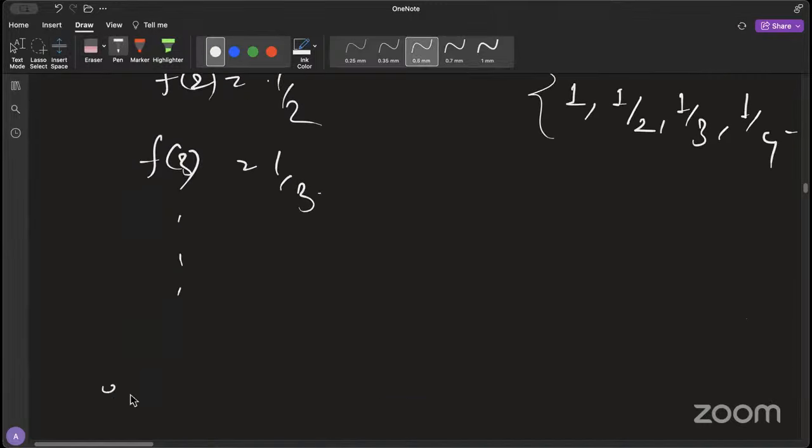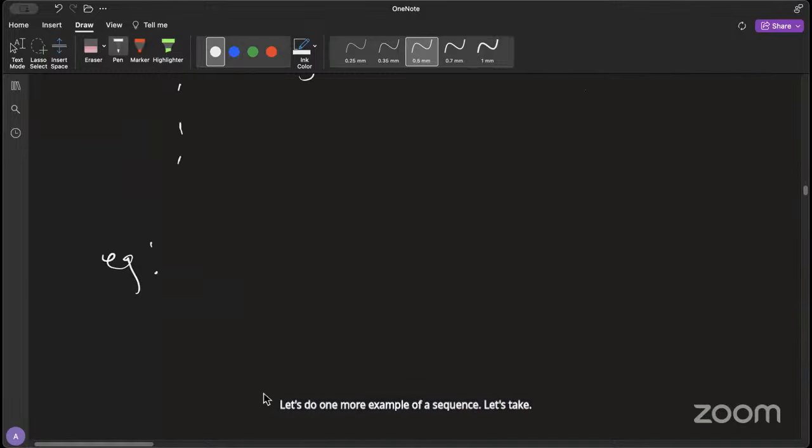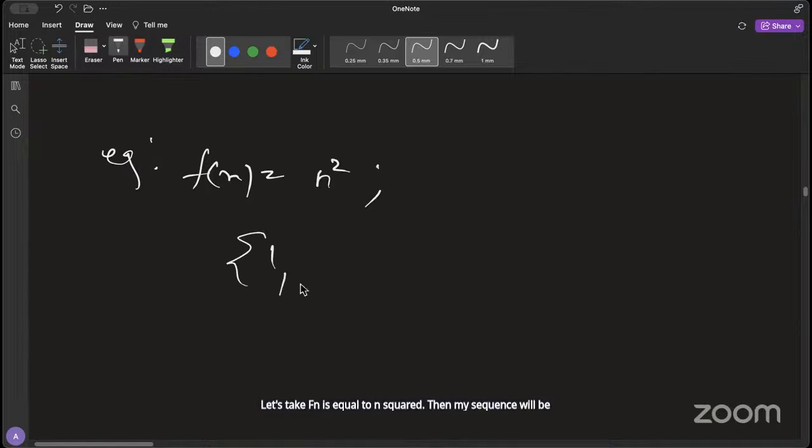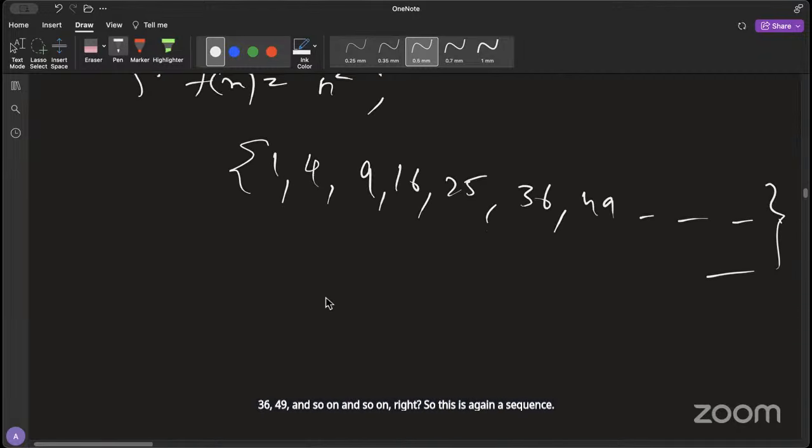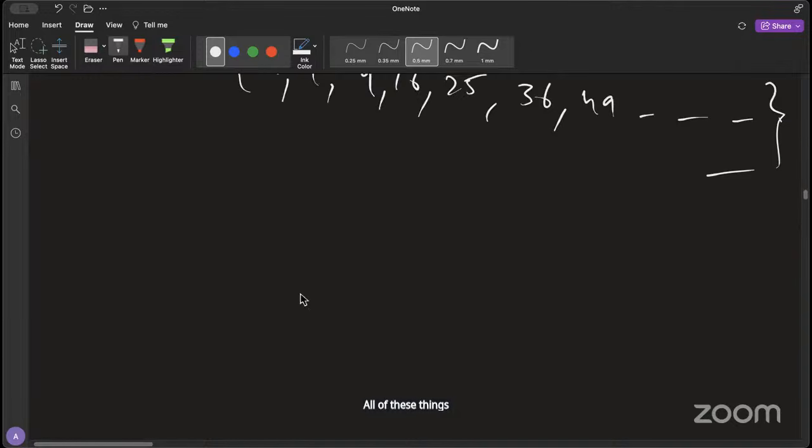Let's do one more example of a sequence. Let's take fn is equal to n square. Then my sequence will be 1. At 1, you have value 1. Then at 2, you will have value 4. Then at 3, you will have value 9, 16, 25, 36, 49, and so on, right? So this is again a sequence. So all of these things are sequences.